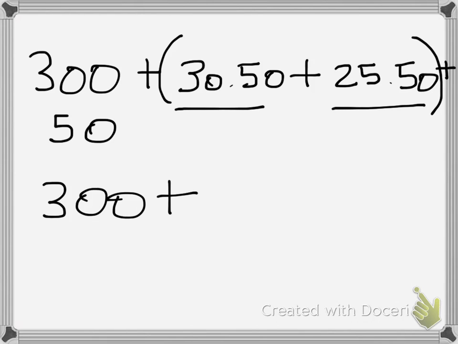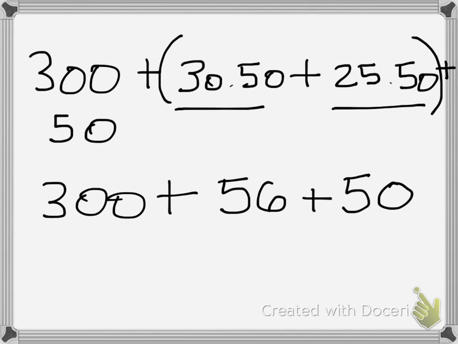So I'll rewrite what I haven't done yet. So 300 plus $30.50 plus $25.50 is going to give you $56 plus 50. Now again, I might want to do something first in my head that might be easier than just going from left to right here. So I might want to switch the two numbers around. So that is using the commutative property.